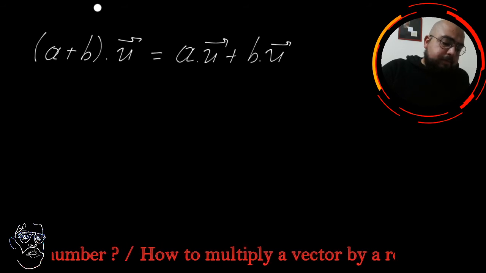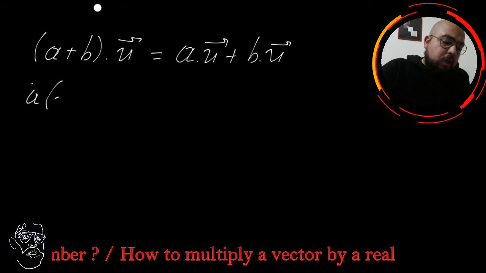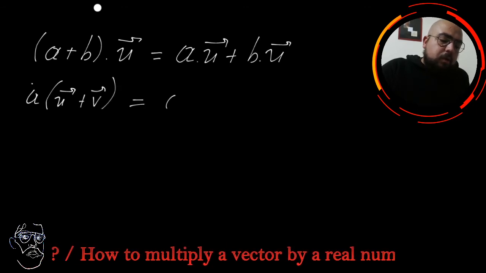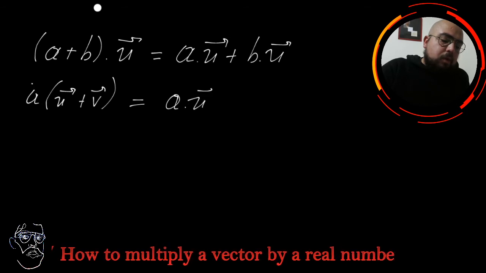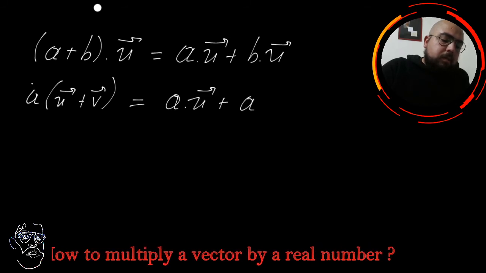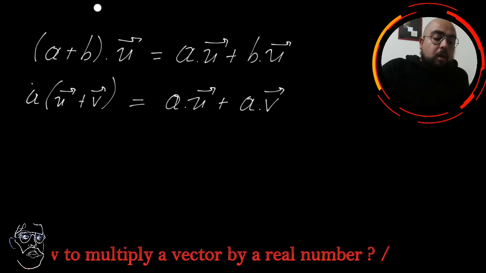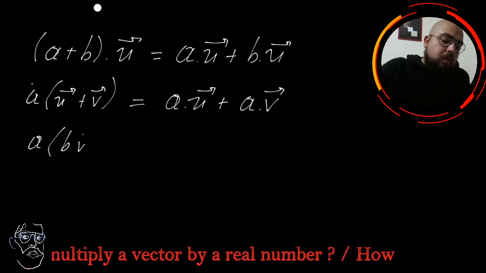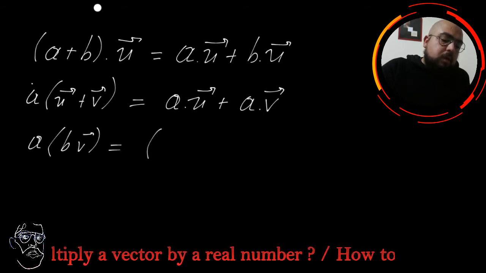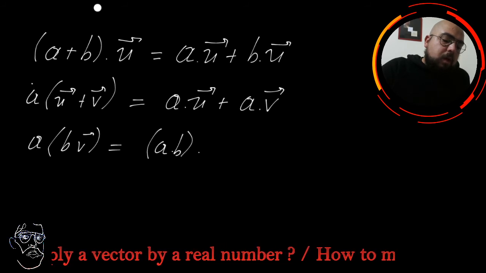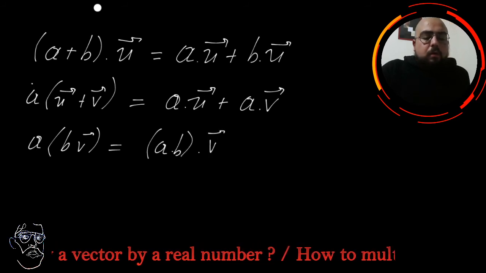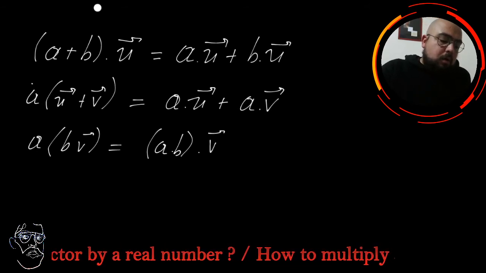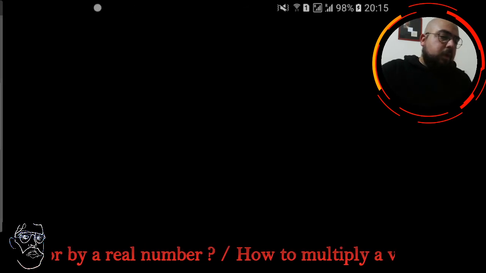What if you had a times (u plus v)? The property says that you can write it down as a times u plus a times v. What about a times (b times v)? You can say it's ab times the vector v. It's simple. The examples are very simple in this case. I'm going to take a few examples. Why not?